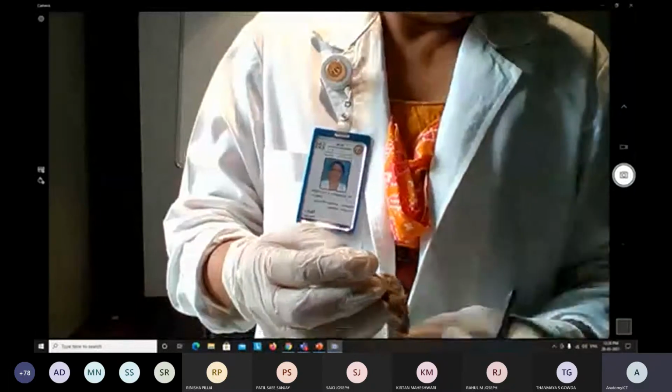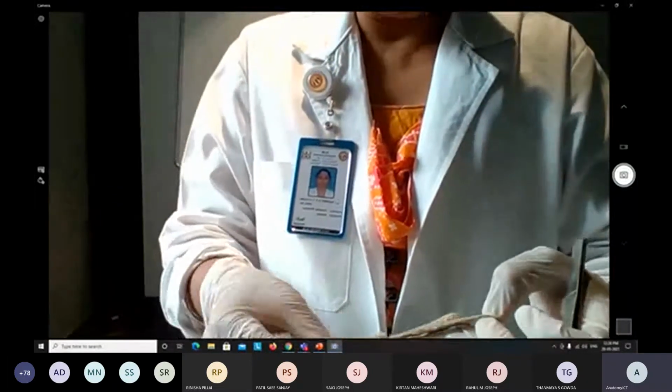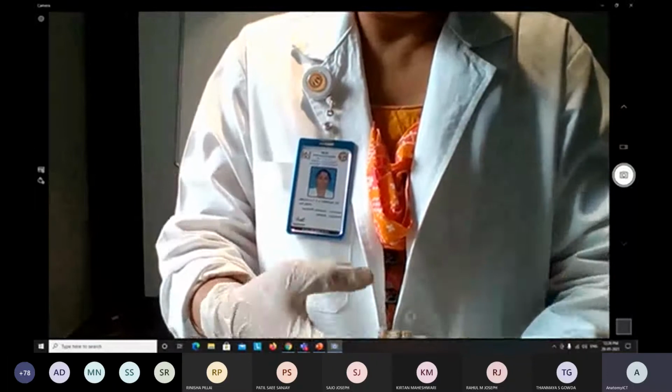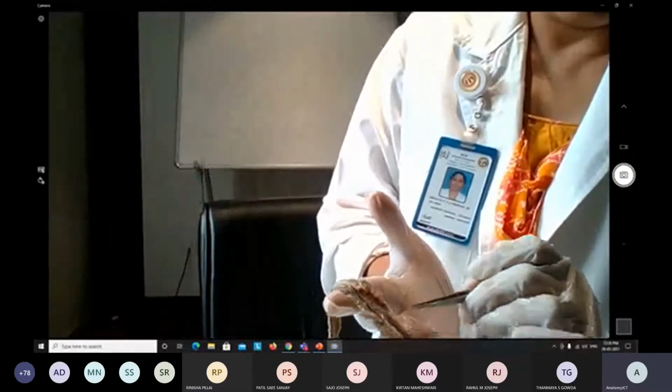Okay. Then, what are the other structures in the spermatic cord? You have many arteries. So, artery to the vas deferens. Here we can't identify everything.